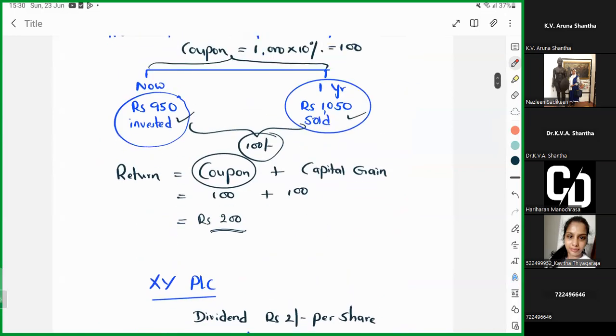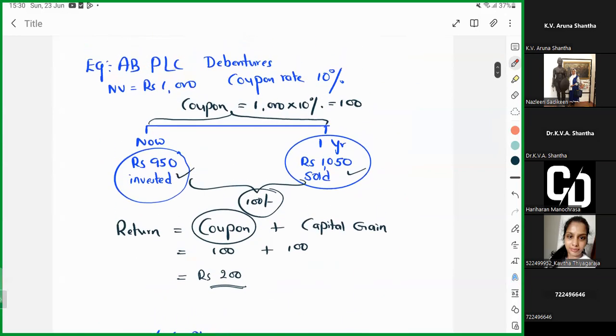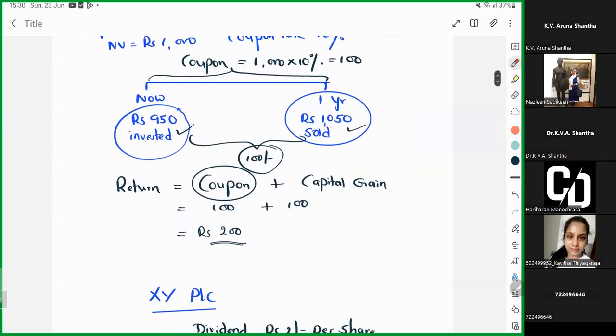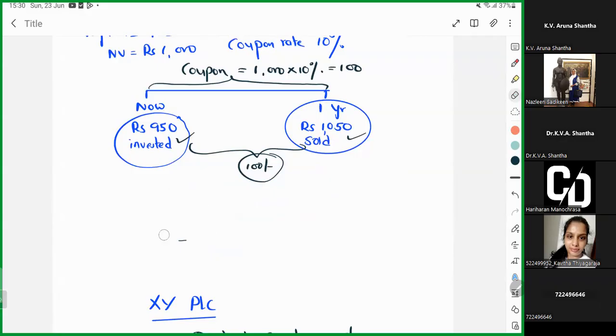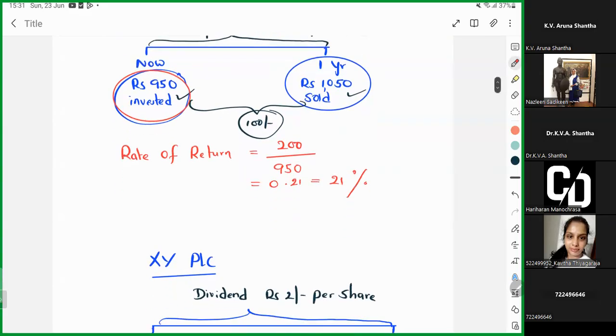In the previous example, how much is the rate of return? The return was 200. How much is the investment? 950. You bought debentures at 950. So 200 divided by 950. 0.21. As a percentage, 21%. Yes, 21%.